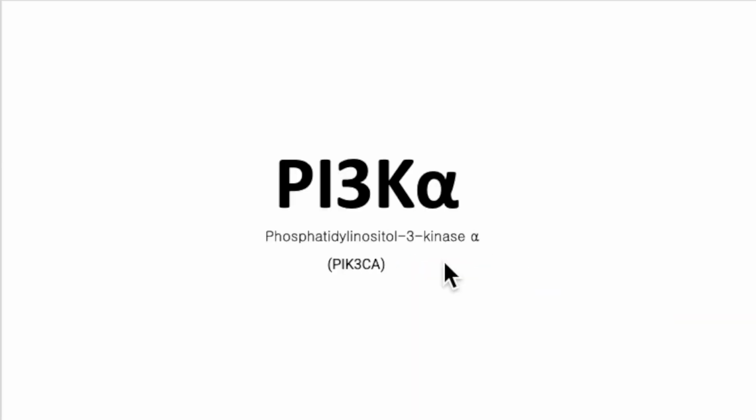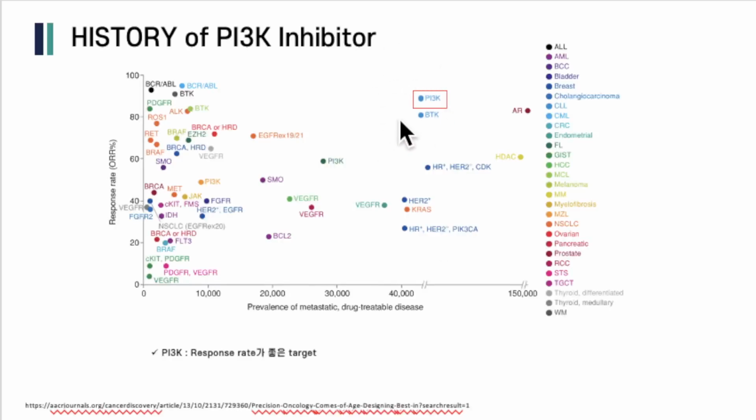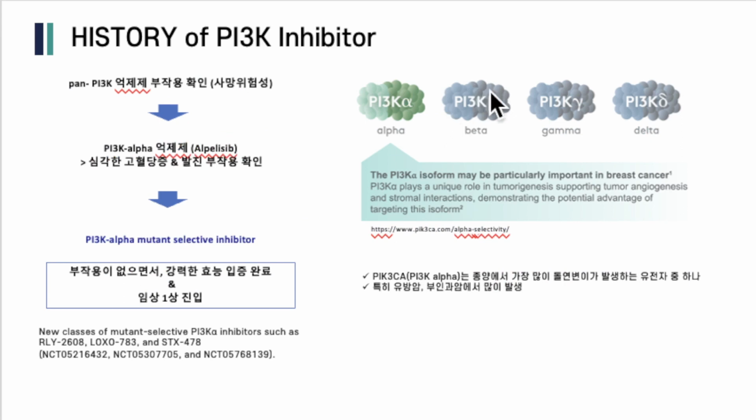The target that I'm going to use as an example today is called PI3K alpha. It's a really good target for the response rate, and it's been a really well-researched target for anti-cancer drugs for a long time. Initially, pan-PI3K inhibitors that inhibit all isoforms were developed and approved, but it was withdrawn when the side effect of increased risk of death was identified. Since then, among the various isoforms, PI3K alpha inhibitors have come up that selectively inhibit only the alpha isoform. These inhibitors have been associated with serious hyperglycemia and rash side effects.